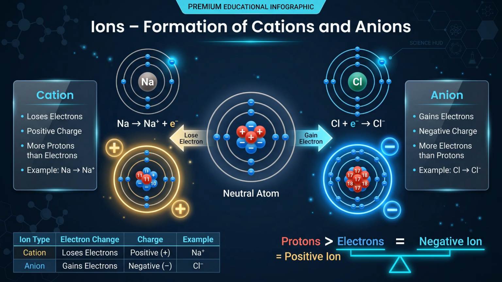Understanding how cations and anions are formed is one of the most important foundations of chemistry. This concept explains ionic bonding, the formation of salts, the behavior of electrolytes, chemical reactions, electrical conductivity in solutions, biological processes, and many other topics that you will study in greater depth as you continue learning chemistry.